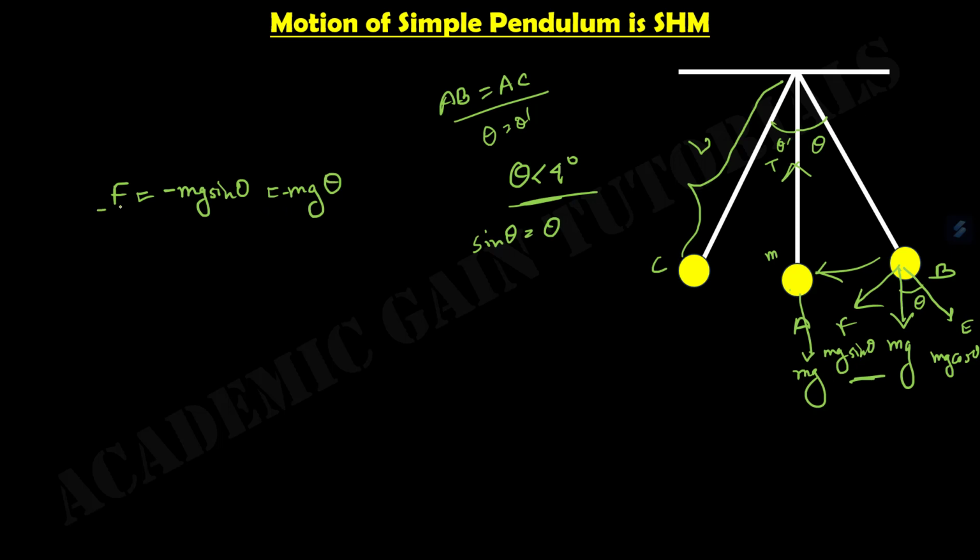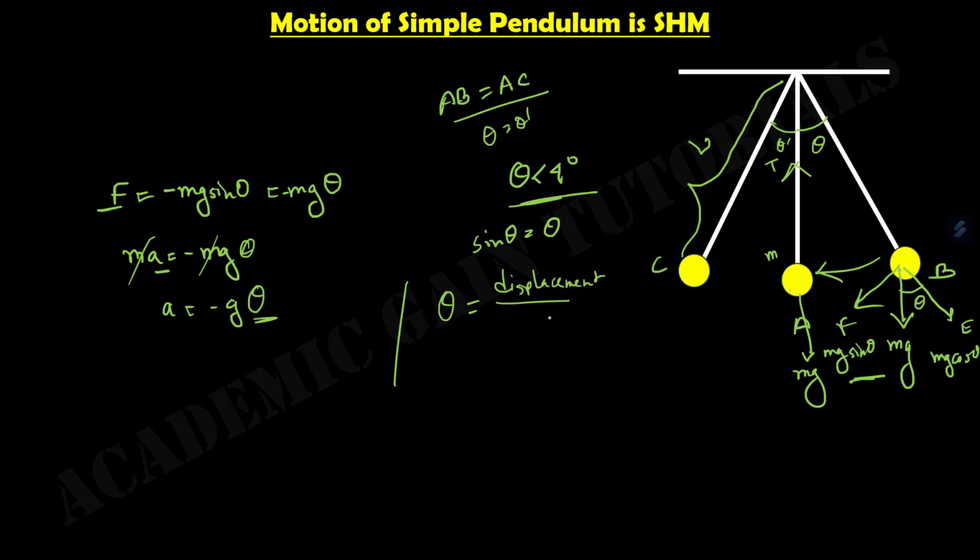Okay, so we know F equals ma. Our ma will be minus mg sin theta, and here a means the acceleration. So if I cancel out the bob mass m, then I will get a equals minus g theta, not sin theta. It will be used as theta, minus g theta. So what is the value of theta? We know theta is actually equal to the displacement by length.